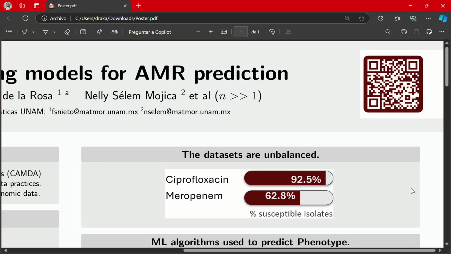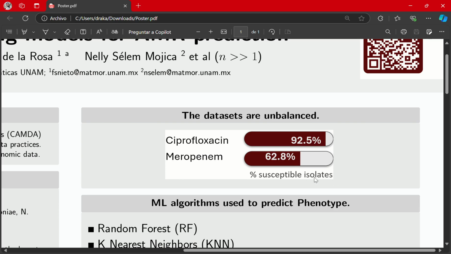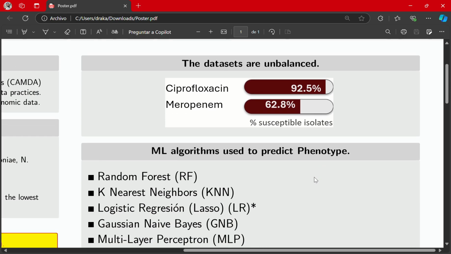Another consideration is unbalanced data. For example, more than 90% of the isolates for ciprofloxacin are labeled as susceptible, so that's a consideration.